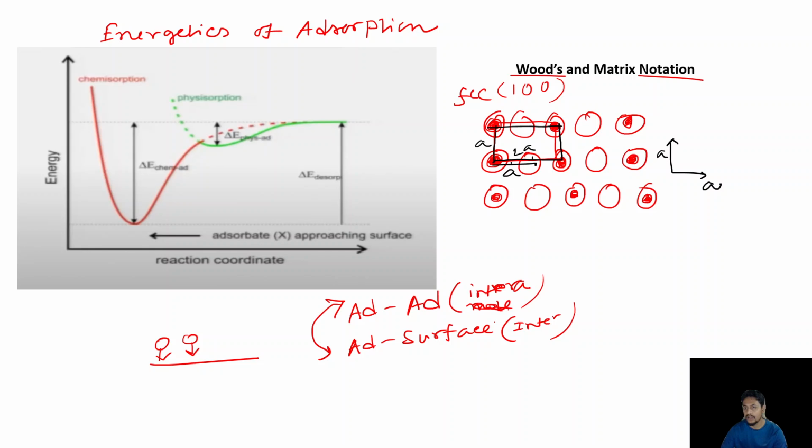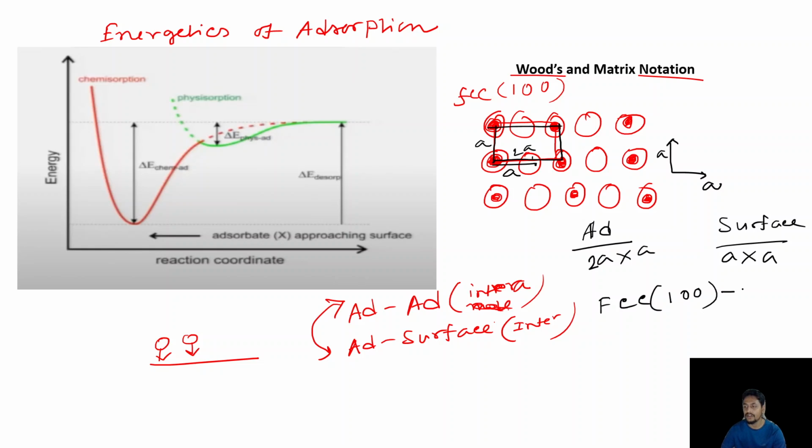This is A. So let's say this is the add atom and this is the surface I'm writing. So the surface lattice parameter is A cross A, and the add atom lattice parameter is 2A cross A, right? So by Wood's notation, we first need to tell about the FCC surface, then a hyphen, then the relation between the unit cell of the atom and the surface unit cell. So 2 cross 1. And then if the angle is there, but there is no angle, so this will be the Wood's notation.